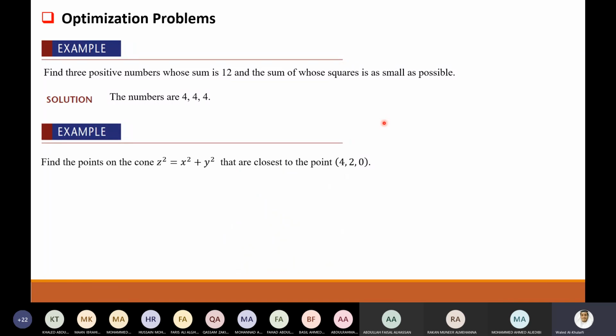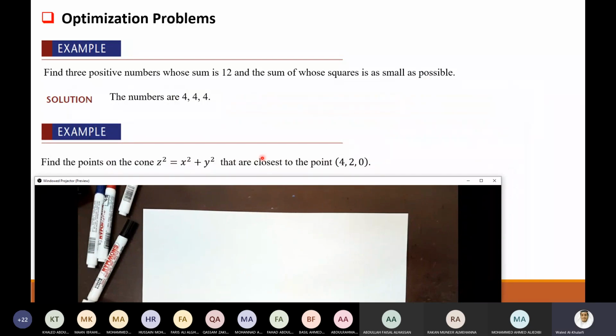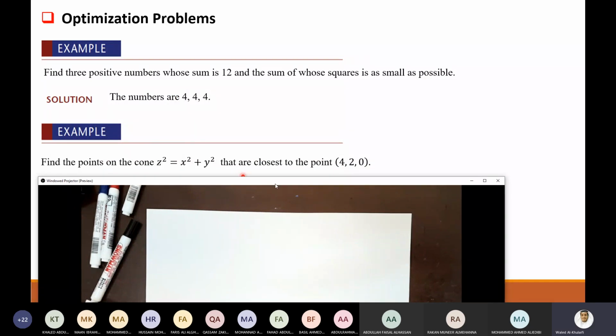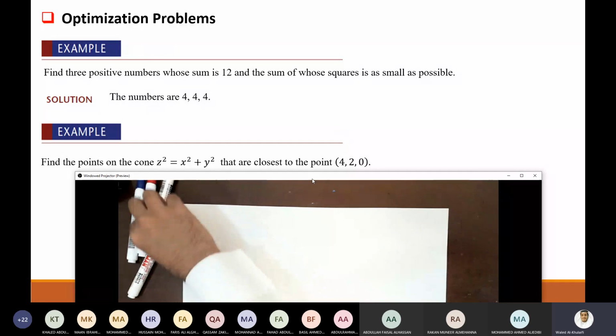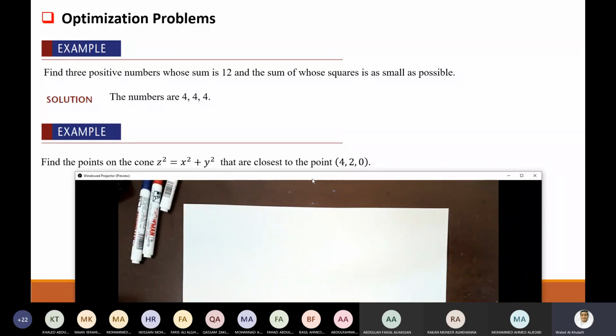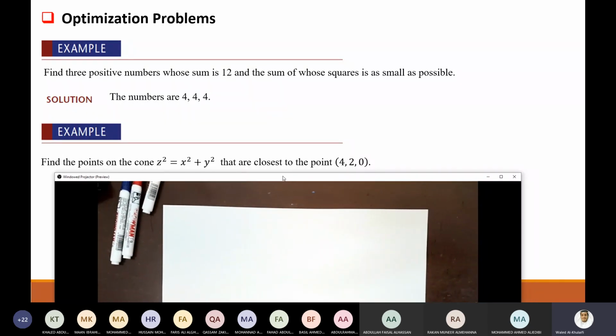The next optimization problem says: find the points on the cone that are closest to the point (4, 2, 0). In fact, this example can be solved in a different way, which uses the ideas of the coming section. But for now, let's stick with what we have here, especially since the exam covers up to the end of this material.